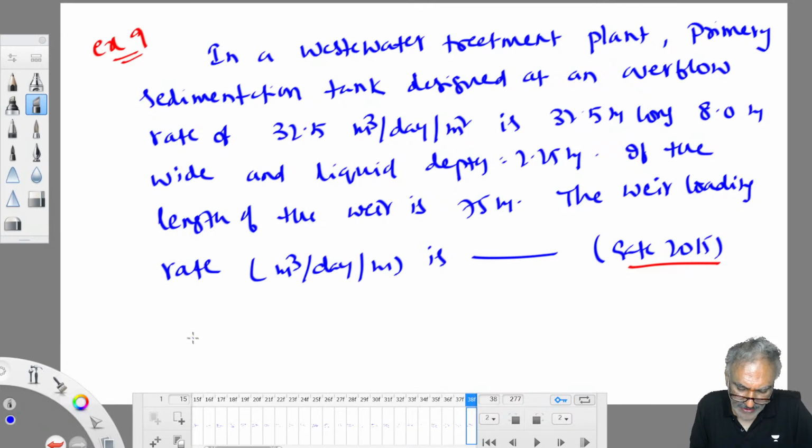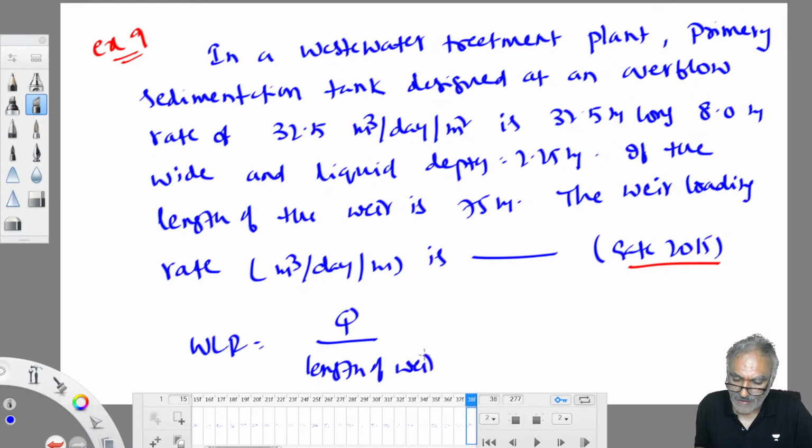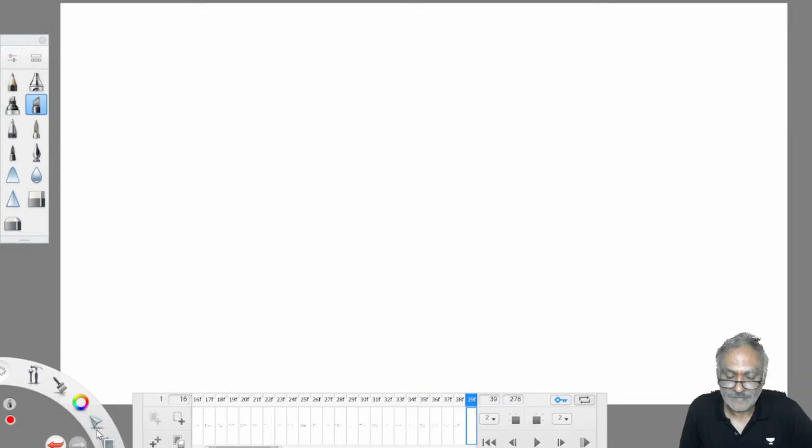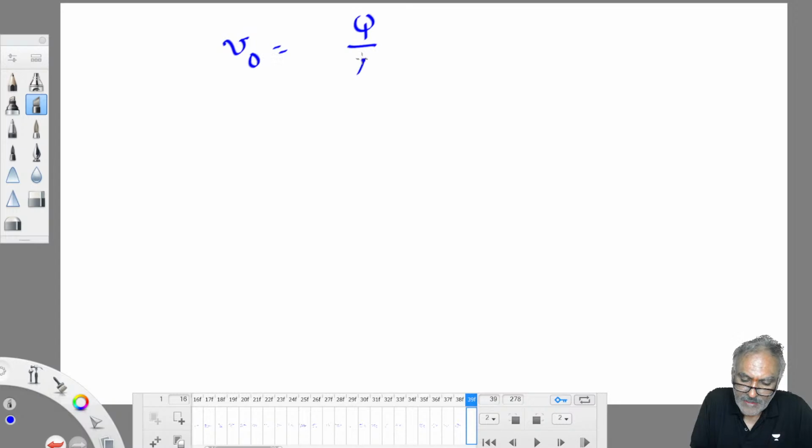What is the weir loading rate equation? Discharge by length of weir. Length of weir is given, that is 75 meters. But what else is required? Q is not given, but indirectly given. Overflow rate is given, from this we can find out Q. Normally Q is a known component, but in this question Q is unknown. Strangely. Okay, no problem. So how to find out Q? Using overflow rate. Surface overflow rate is equal to Q by surface area.